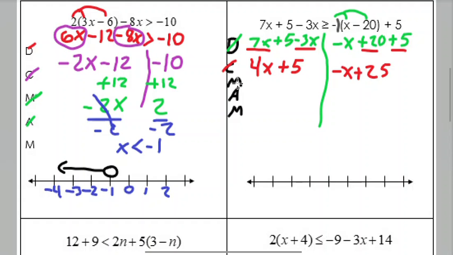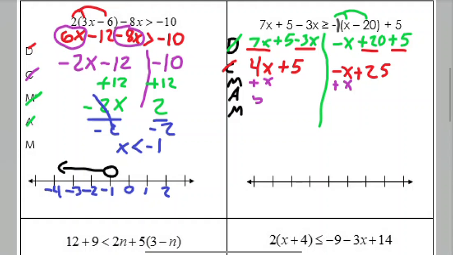My next step, move variables over to one side. I have to move one of my variables over. So I like to move all of my variables over to the left. So what I'm going to do is move this negative x over to my left side. To do that, I have to do the opposite. So the opposite of a negative x is a positive x. So I have to do the same thing to the other side.